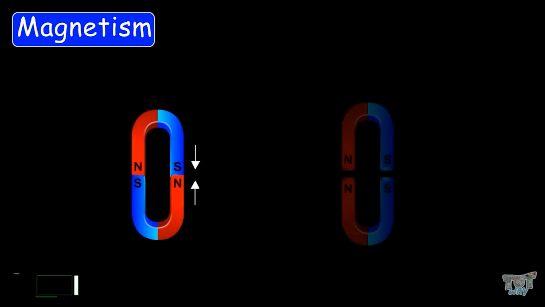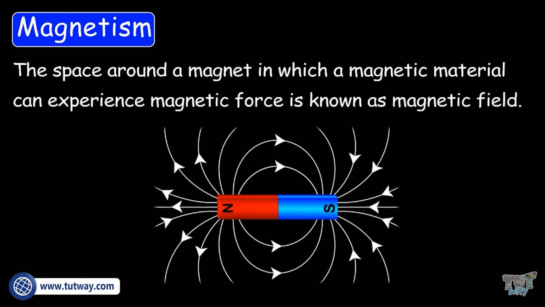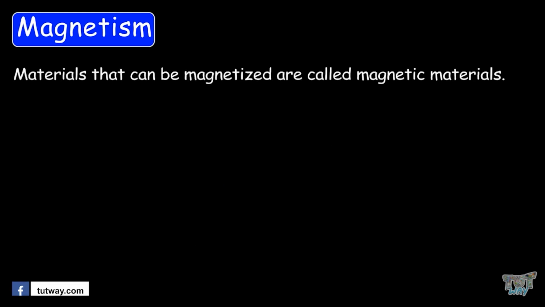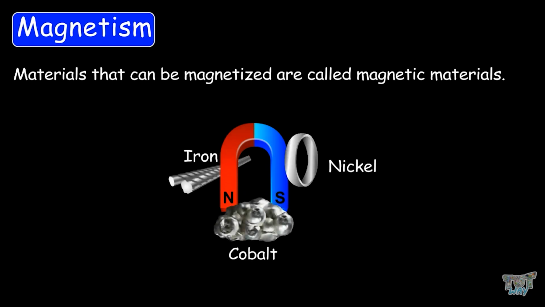Magnets either attract or repel other magnets or magnetic materials. The space around the magnet in which a magnetic material can experience magnetic force is known as the magnetic field. Materials that can be magnetized are called magnetic materials, for example, iron, cobalt, and nickel.